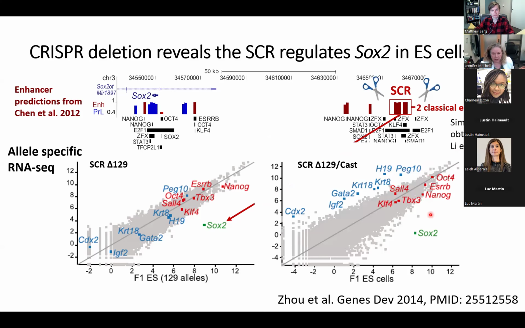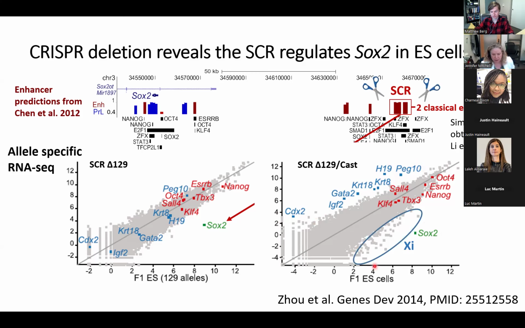So when we delete the enhancer on both alleles, we still see a reduction in SOX2 expression, but now we see more changes globally to the transcriptome. And very strikingly, we see this upregulation of a number of genes that are not supposed to be expressed in ES cells, indicating that these cells are kind of losing their cellular phenotype.